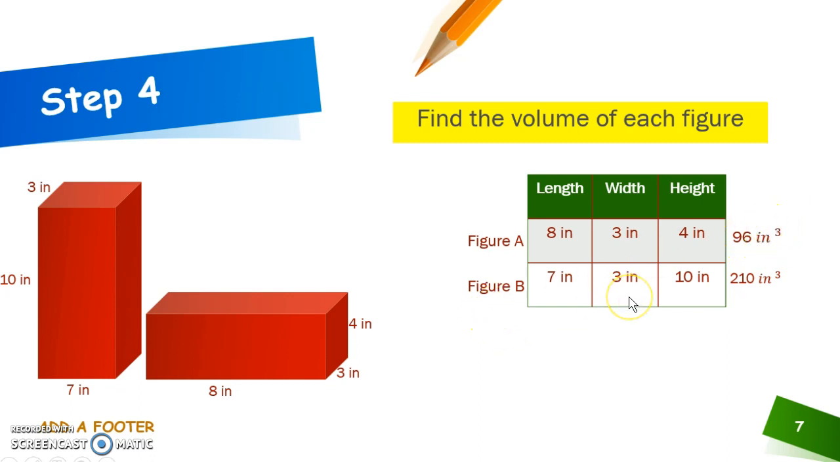I do the same for figure B, which this is figure A, looking at the dimensions, and this is figure B. And so I say 7 times 3 is 21, times 10 is 210, and I'm again attaching the inches in cubic units, and so it'll be 210 inches cubed.